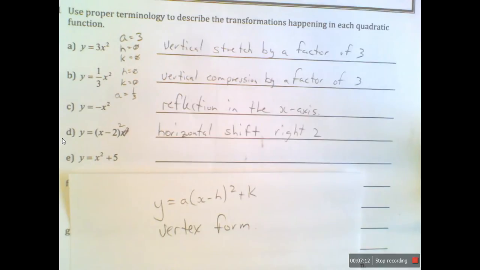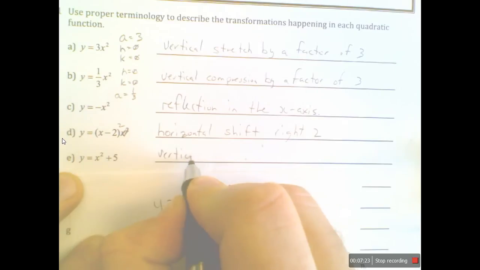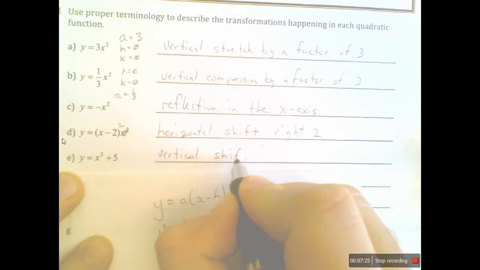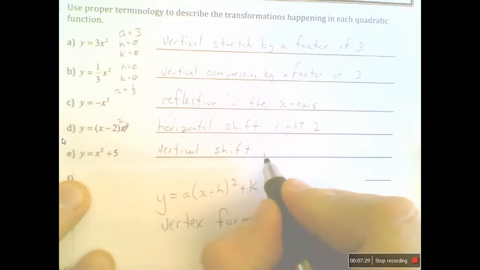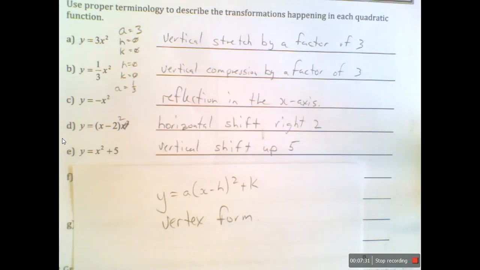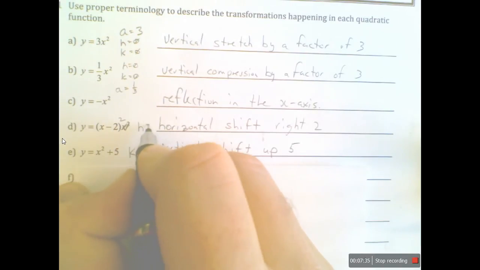All right. What about this one? Vertical shift. Yep, this one doesn't do the opposite. Okay, so it's up 5. That's where k equals 5. This one was where h equals 2.